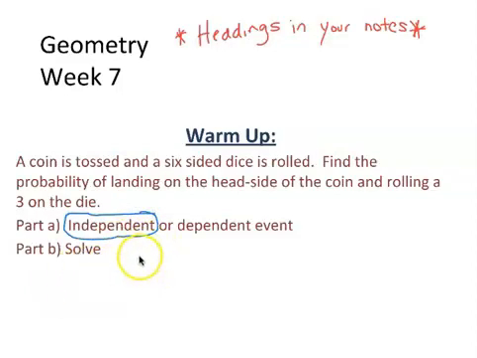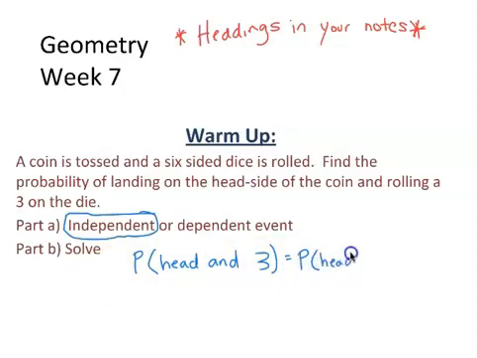So we are trying to find, let's use our fancy probability notation, the probability of landing on heads and getting a 3 when we roll our dice. So when we find the probability of independent events, we find the probability of each event occurring on its own, and then we multiply those probabilities together. So we're going to find the probability of throwing a coin up and landing on heads, and then we're going to find the probability of rolling a 6-sided dice and it landing on 3.